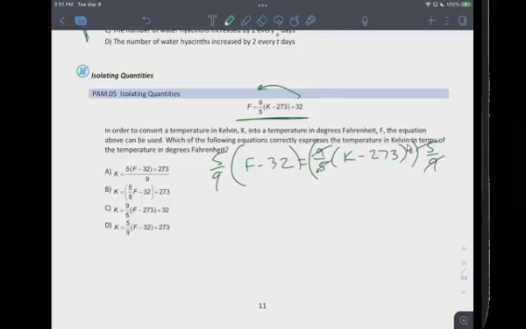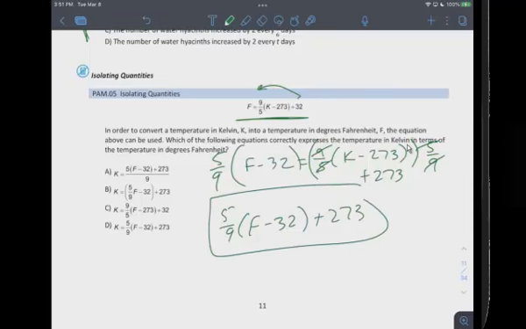The 5 and the 9 cancel. And on the left side, it just leaves 5/9 times that binomial, f minus 32. And so to isolate k completely, I'm going to add 273 to both sides. And so there is my k value all alone. I look for this form right here. I get 5/9 times the f minus 32, all plus 273. And so that would be my solution.